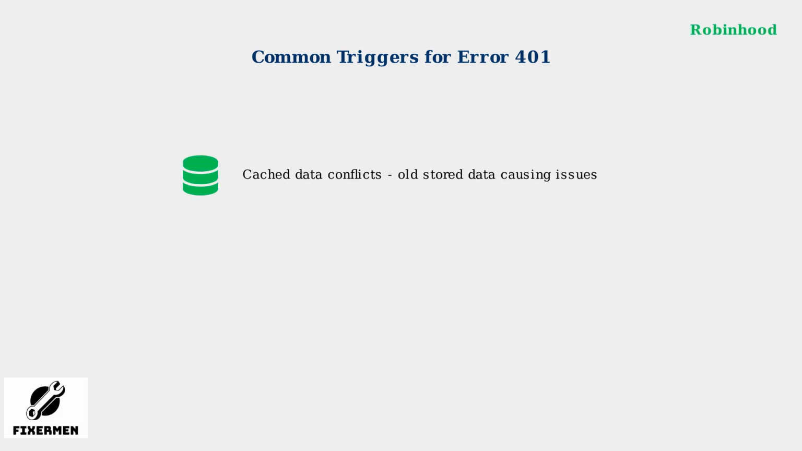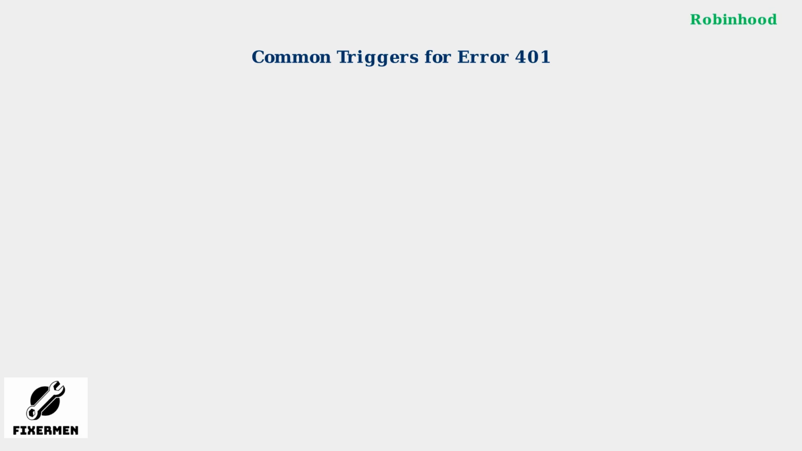Cached data conflicts on your device can also trigger this error. Old stored data might interfere with authentication. Bugs within the Robinhood app itself, particularly after updates, can cause this error due to software glitches. VPN interference is another trigger. Using a VPN can disrupt the secure connections needed for authentication. Finally, network outages can trigger the error by disrupting the secure connections required for authentication.